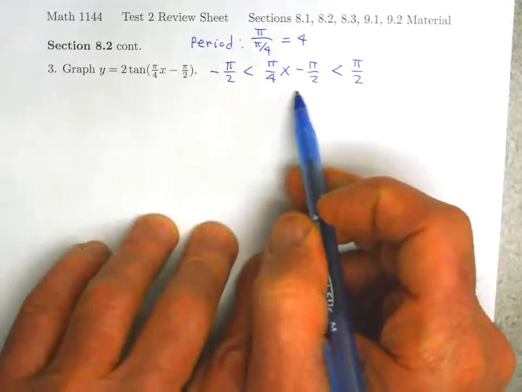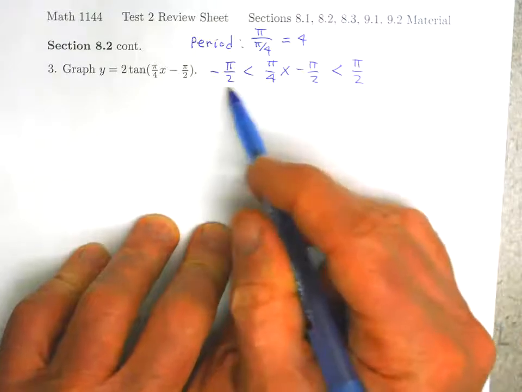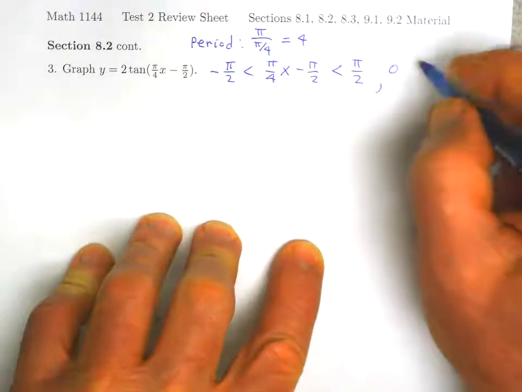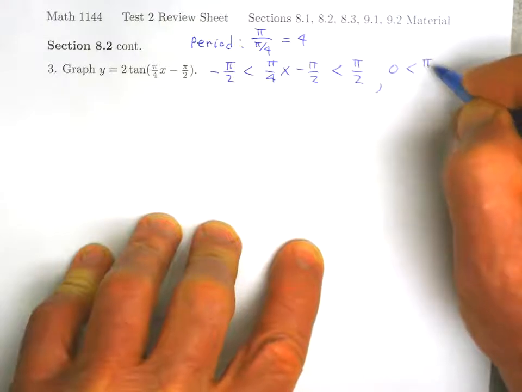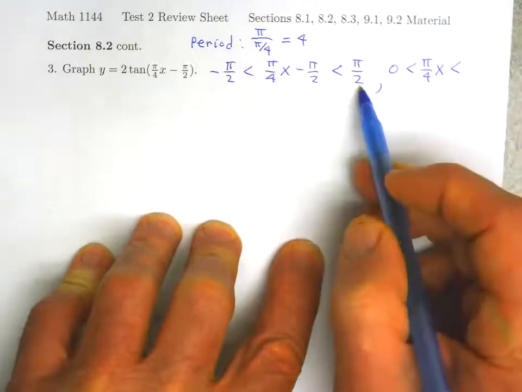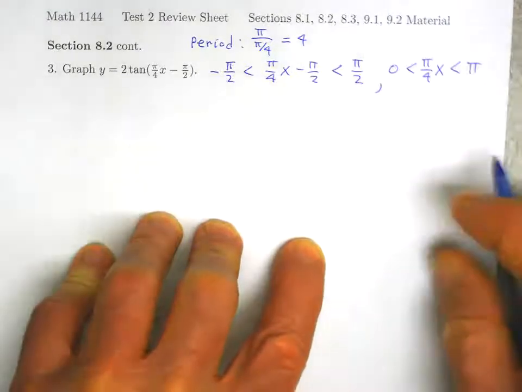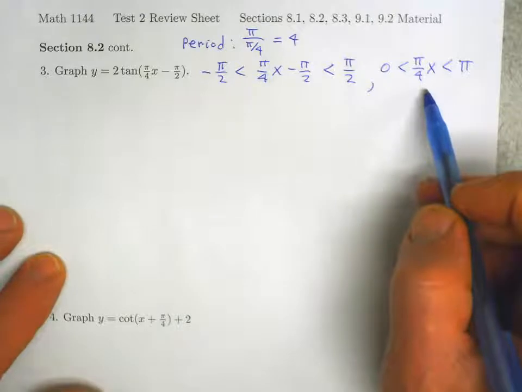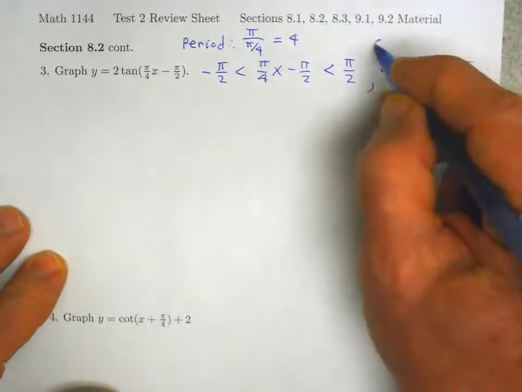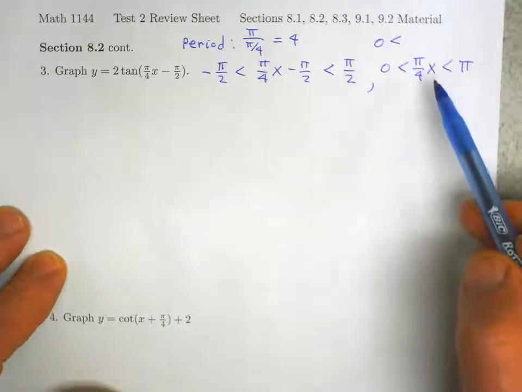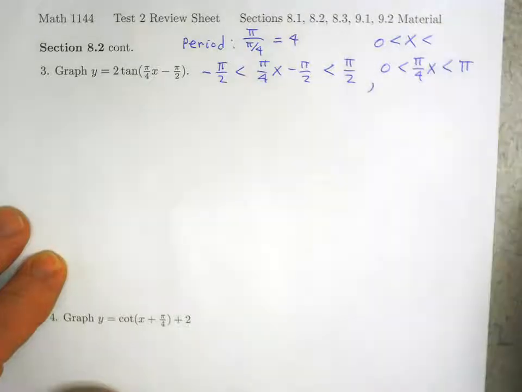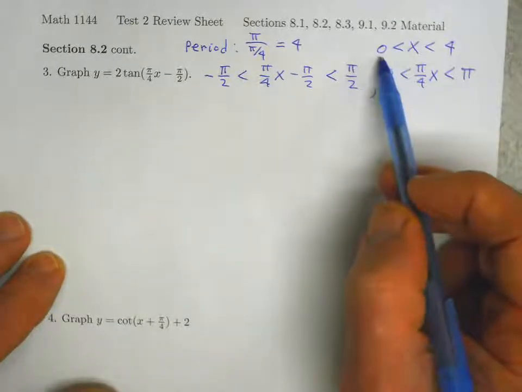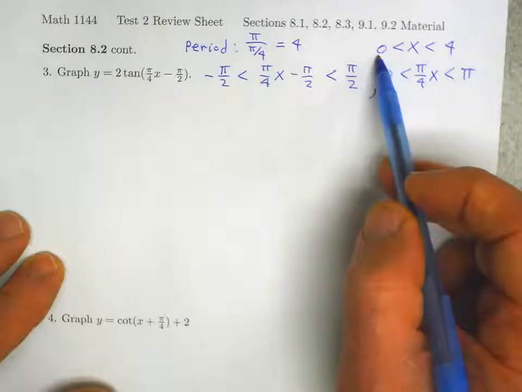And then solve this for x. First, we'll add pi over 2 to all three parts. Negative pi over 2 plus pi over 2 is 0. And in the middle, we have pi over 4x. And then pi over 2 plus pi over 2 is pi. And then multiply all three parts by the reciprocal of pi over 4. So 4 over pi times 0 is 0. And 4 over pi times pi over 4x is x. And 4 over pi times pi is just 4. So our primary interval will be from 0 to 4.